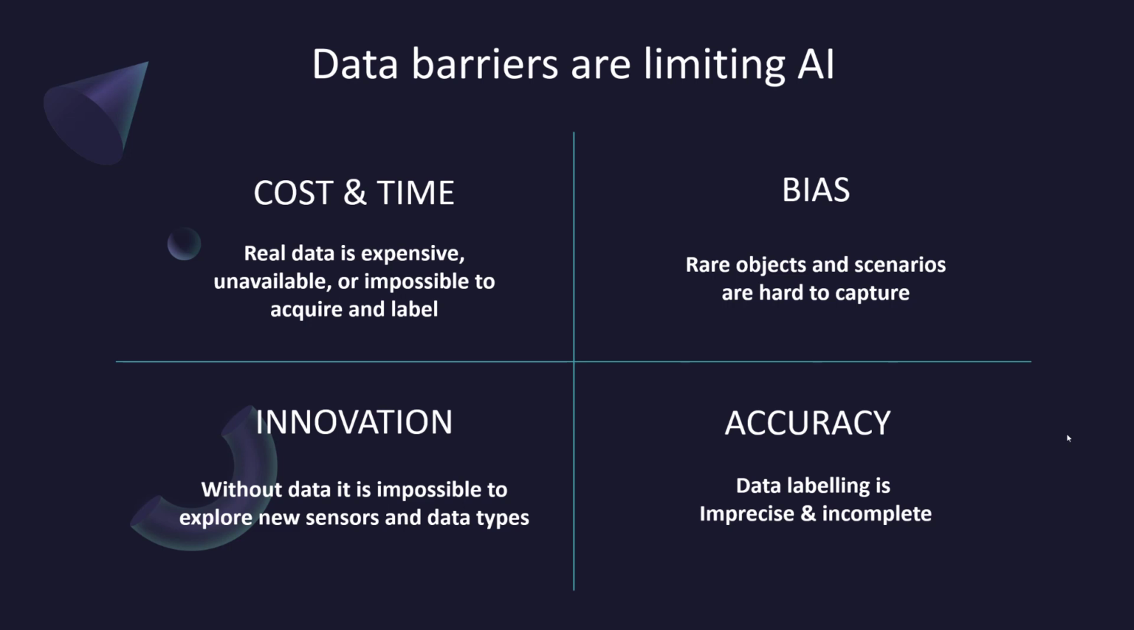In some cases, customers are deploying a new sensor in the field or planning to take on new data types that they haven't worked with before. And if they don't have examples of that data, they can't experiment and innovate. And finally, data labeling itself is inaccurate and imprecise.